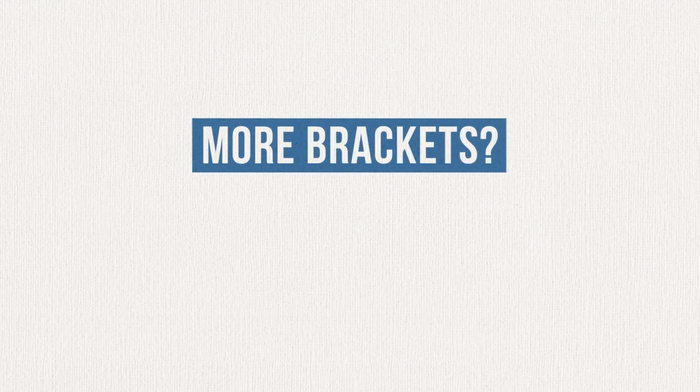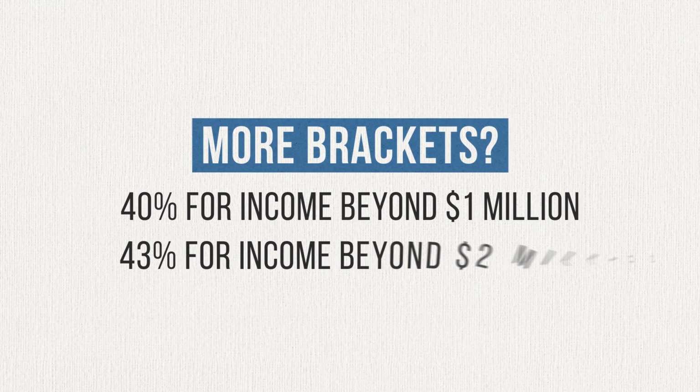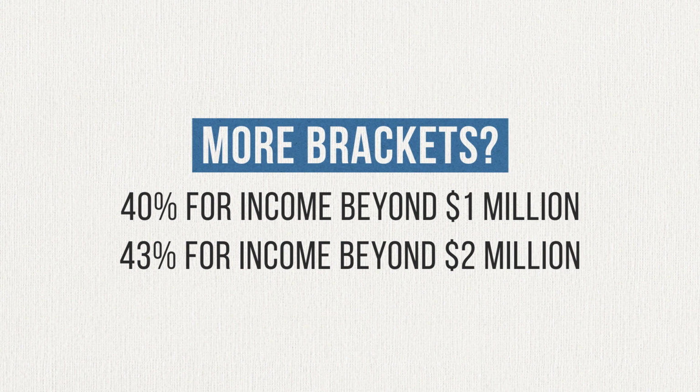It might not be a bad idea to introduce an 8th or even a 9th tax bracket for ultra-high earners. Perhaps something like 40% for income beyond $1 million per year, and 43% for income beyond $2 million per year. In doing so, perhaps the lower tax brackets could be expanded to include up to $15,000 at 10%, or up to $60,000 at 12%.